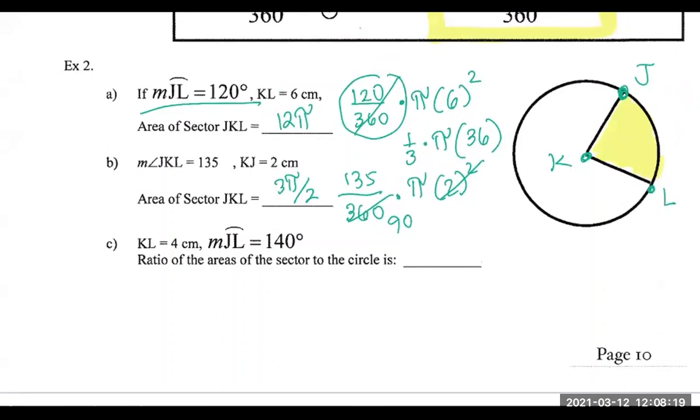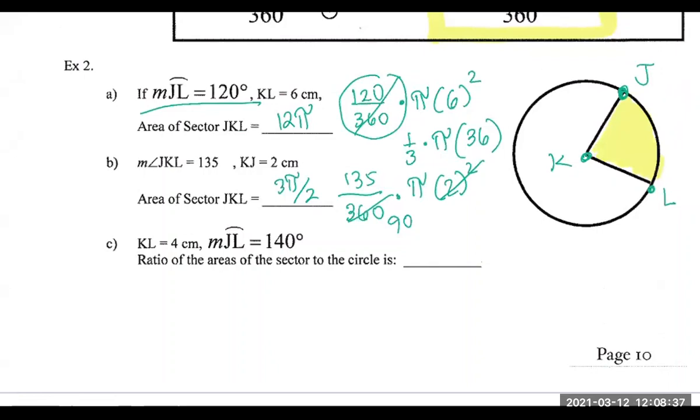Does everyone see how for the segment, which is basically that pizza crust, you have to find the area of the sector and then subtract out the area of the triangle? Does everyone see how the triangle is subtracted out from it? Okay, so go ahead and start.